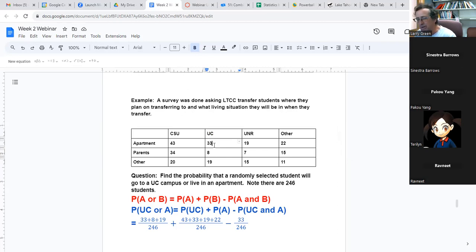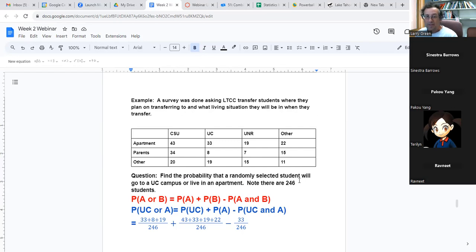This is very typical of studies: they'll ask a couple of questions and write the results in a contingency table. So here's a question. Find the probability that a randomly selected student will go to a UC campus or will live in an apartment. Just to save time, note there were 246 students. If I didn't tell you that, you could just add 43 plus 33 plus 19 plus 22 plus 33 plus 8 plus 7 plus 15 plus 20 plus 19 plus 15 plus 11. It'll take some time, but with a calculator you get 246.